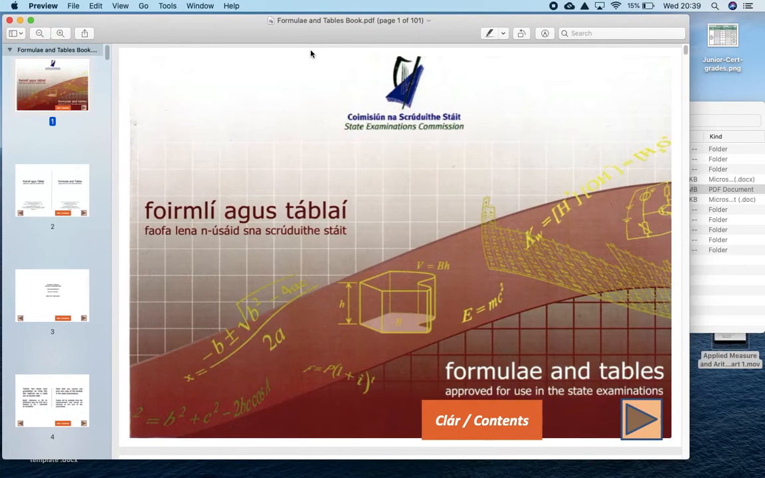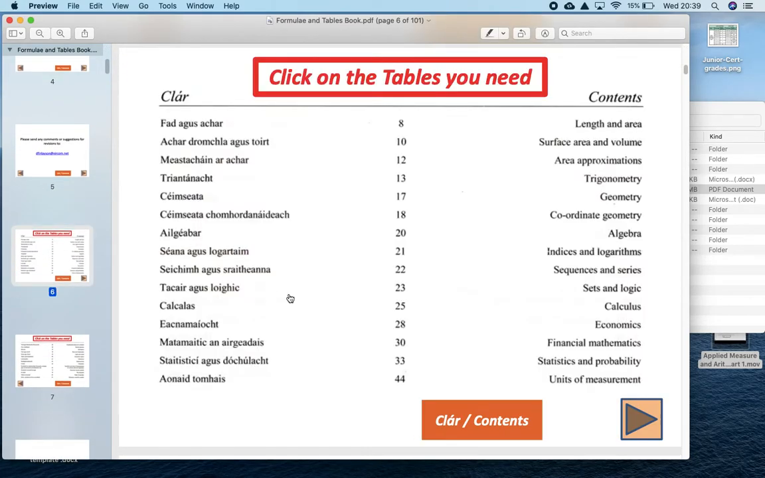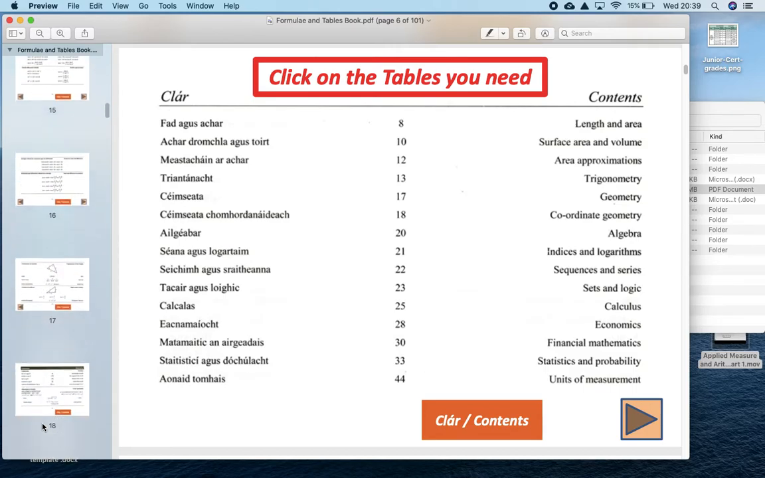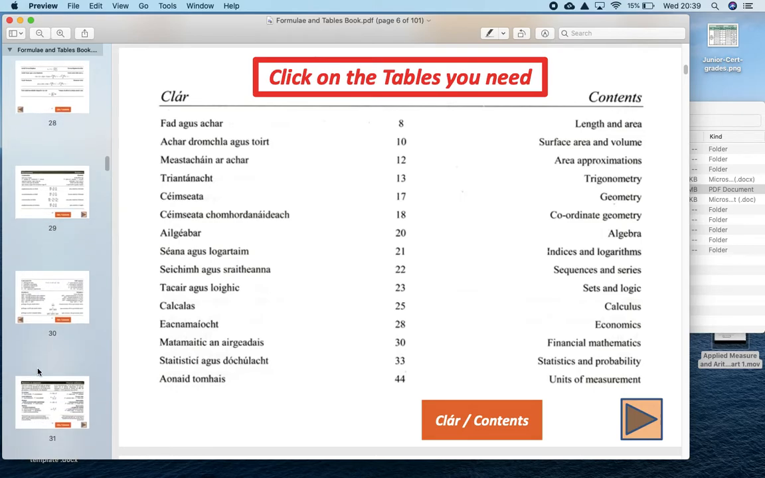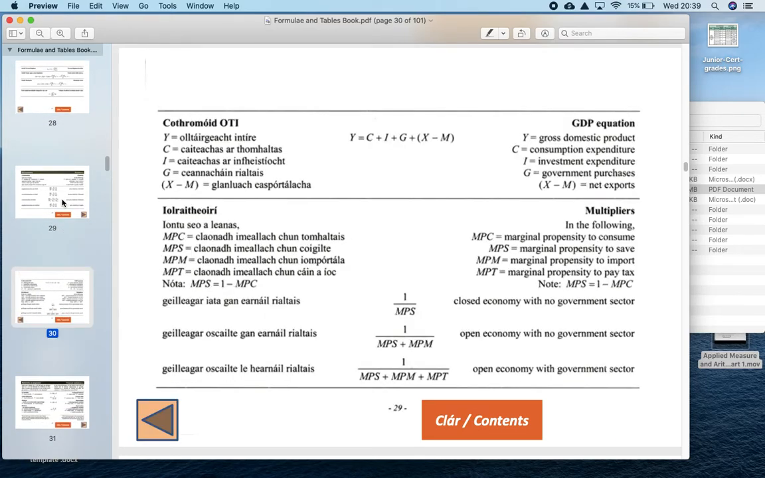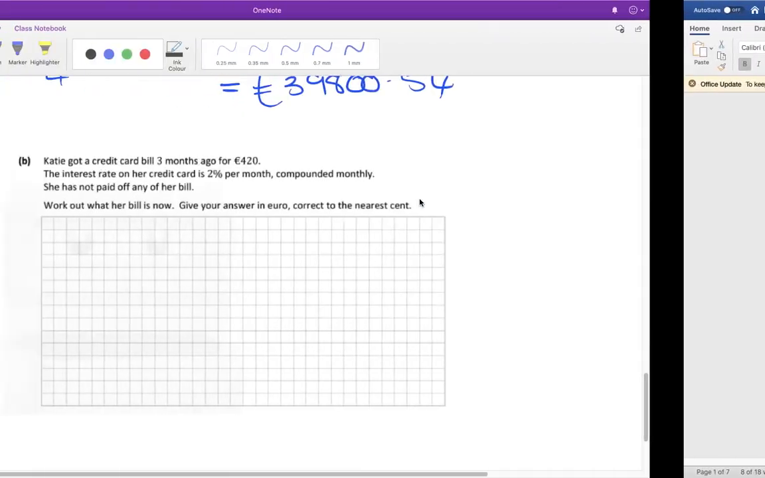So just to show you, trying to think what this is under. Financial. So page 30. In your formula and tables book, if you go to page 30, there's your compound interest formula. So we would have used that in class. Okay.